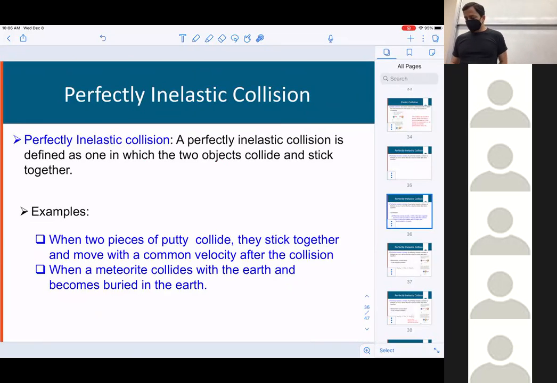A more interesting example is when a meteorite collides with the Earth, it gets buried in the Earth, and then the two things move as one system. So that is an example of a perfectly inelastic collision.